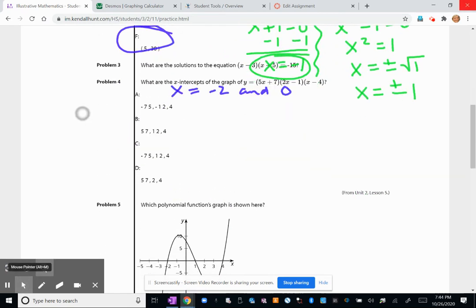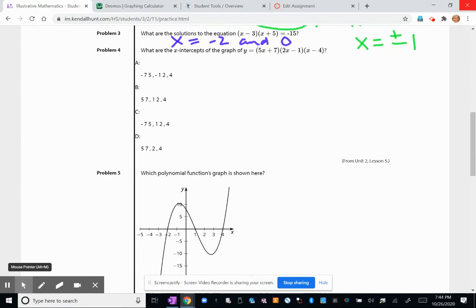All right, problem number 4. What are the x-intercepts of the graph of y equals 5x plus 7 times 2x minus 1 times x minus 4? So remembering x-intercepts are the value of x that makes the equation equal 0. And since this is in factored form, if any of these factors are equal to 0, then the equation is equal to 0. So we basically have 3 little equations to solve.